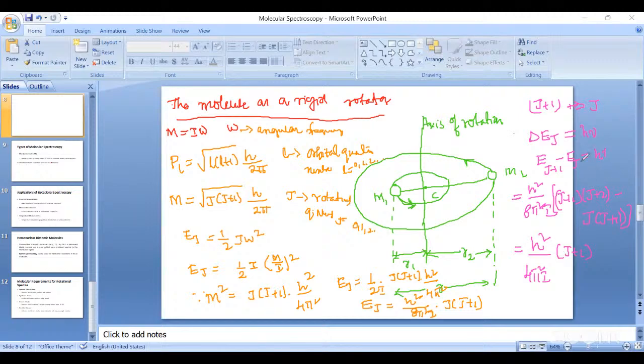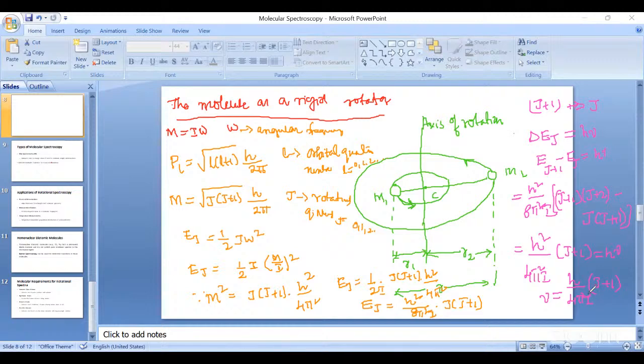We have said that this energy difference is equal to h nu. So this entire value should be equal to h nu. Therefore, if you find nu, the frequency of rotation, we are going to get it as h by 4 pi square I into j plus 1.